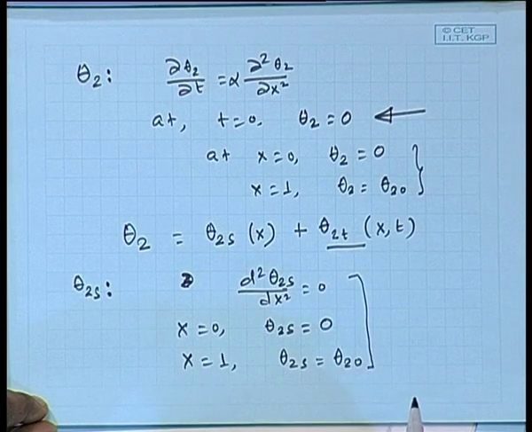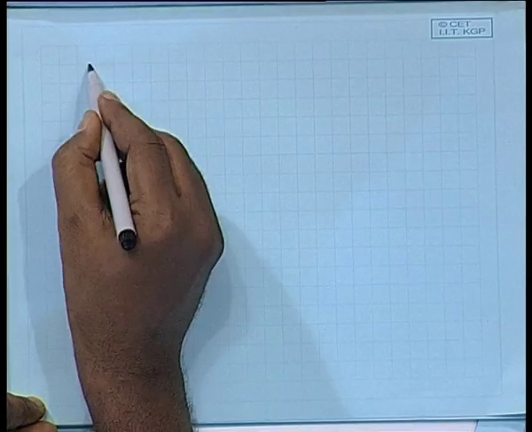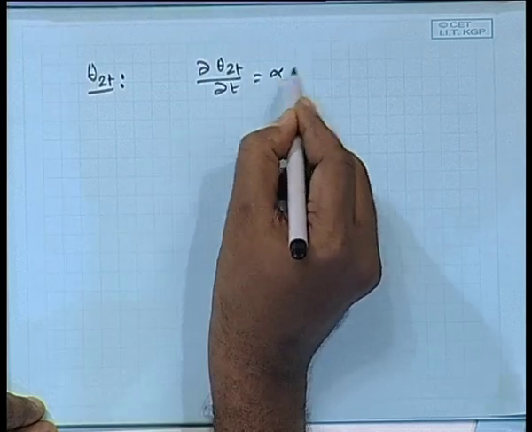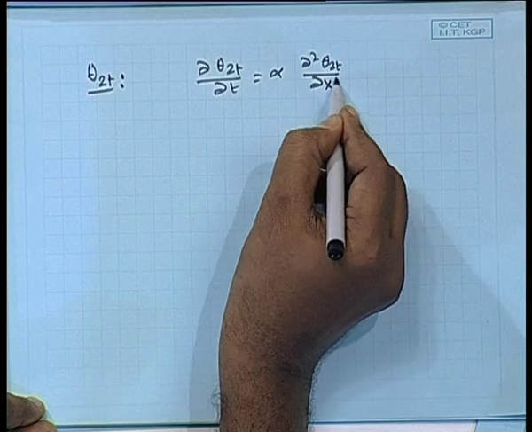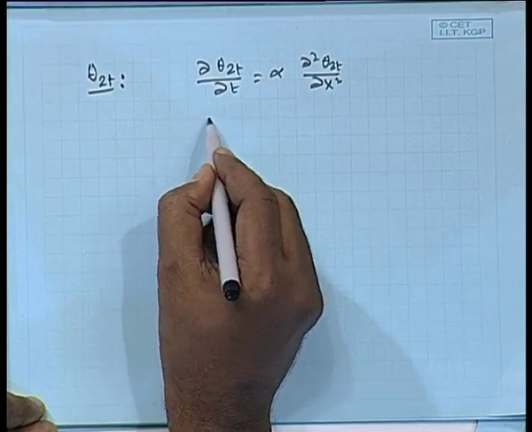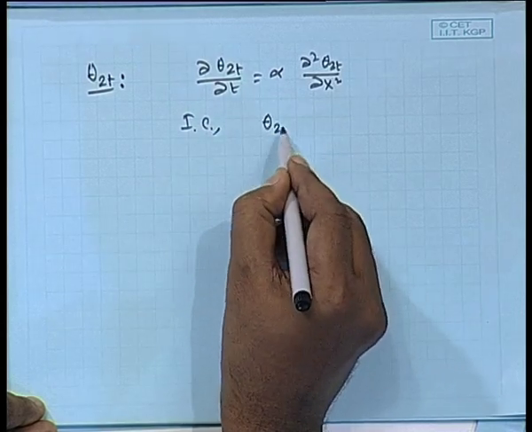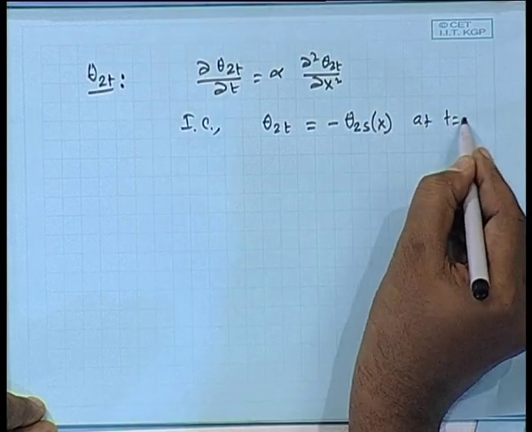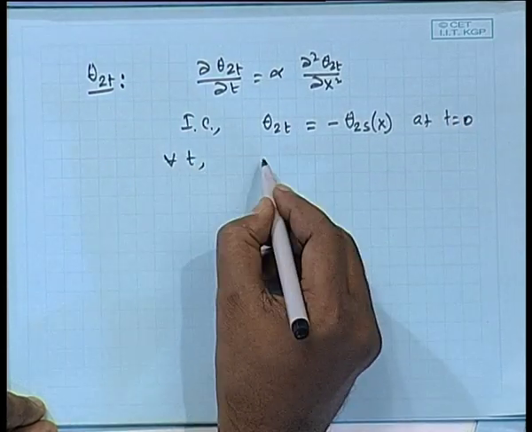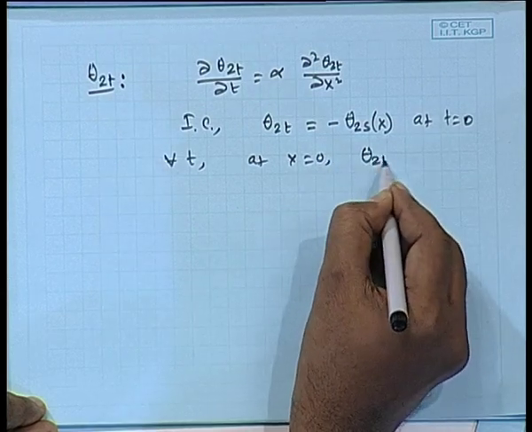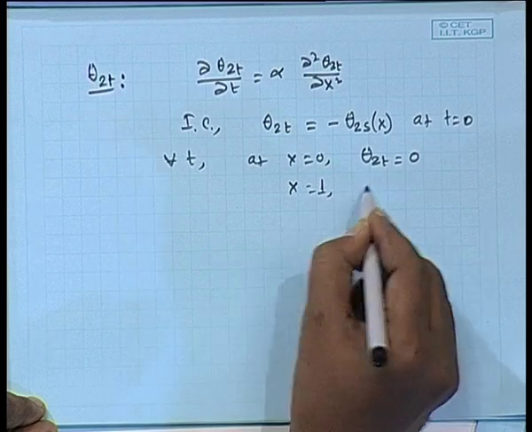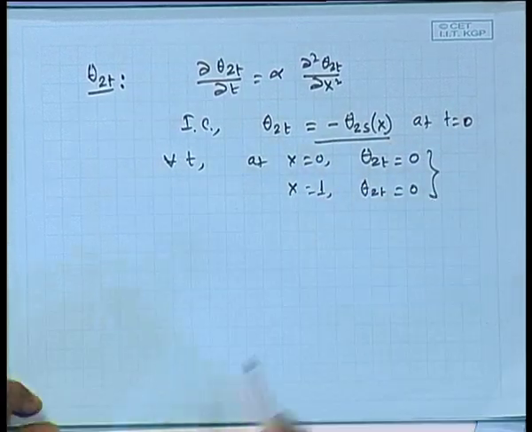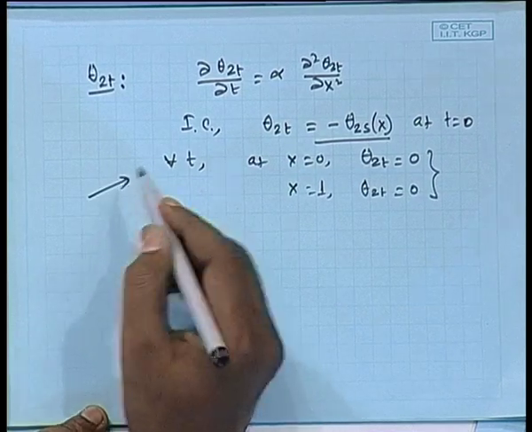So, this will be the set of equations for theta 2s, and for theta 2t the governing equation becomes del theta 2t del t is equal to alpha del square theta 2t del x square, and the initial condition, which can be derived as previously, is theta 2t equal to minus theta 2s, which will be a function of x only, at time t equal to 0. For any time t, at x equal to 0, theta 2t is equal to 0, and for x equal to 1, theta 2t is equal to 0. Now, you have a non-zero initial condition and a set of 0 boundary conditions. Again, this problem can be solved using separation of variables.